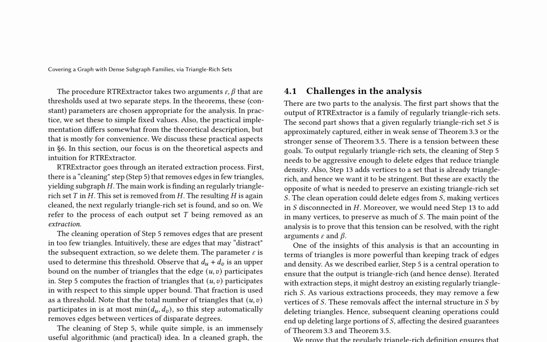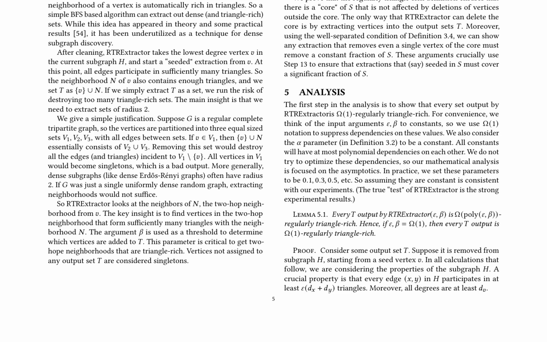The analysis of the RTR extractor begins with 2 parts. First, it shows that the output of RTR extractor is omega-1 regularly triangularic. This is achieved by proving that the cleaning operation in step 5 removes edges that reduce triangle density, and that the degrees in the output set S are within constant factors of each other.